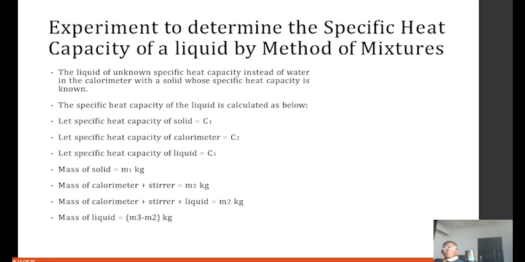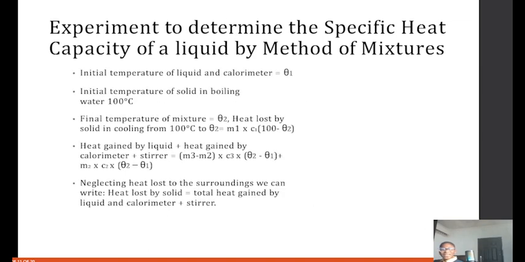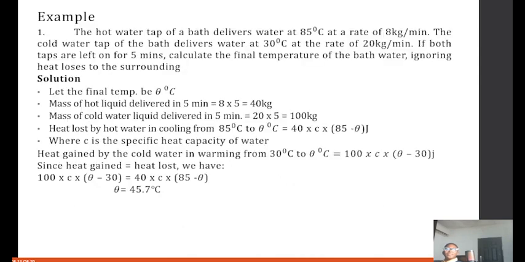You know the specific heat capacity of the solid, of the calorimeter, and of the liquid. This is just what we've explained. Mass of solid is M1, mass of calorimeter is M2, mass of stirrer plus liquid is M3. So mass of liquid will now be M3 minus M2. We've explained that. So the initial temperature of the calorimeter, which you must know, is theta 1. The temperature of the solid in boiling water is 100 degrees Celsius, and this is what I just explained on that board, and we can get anything we want to get here.